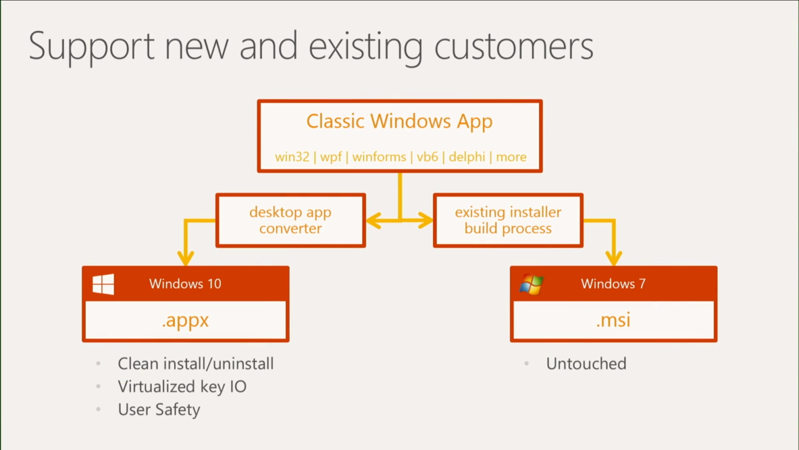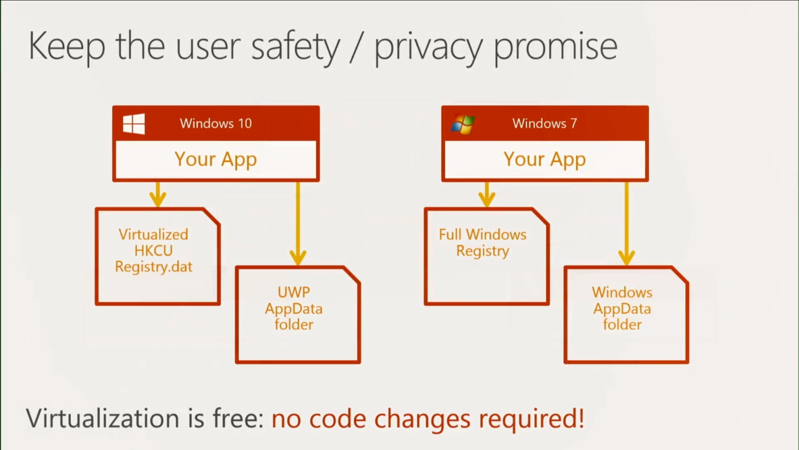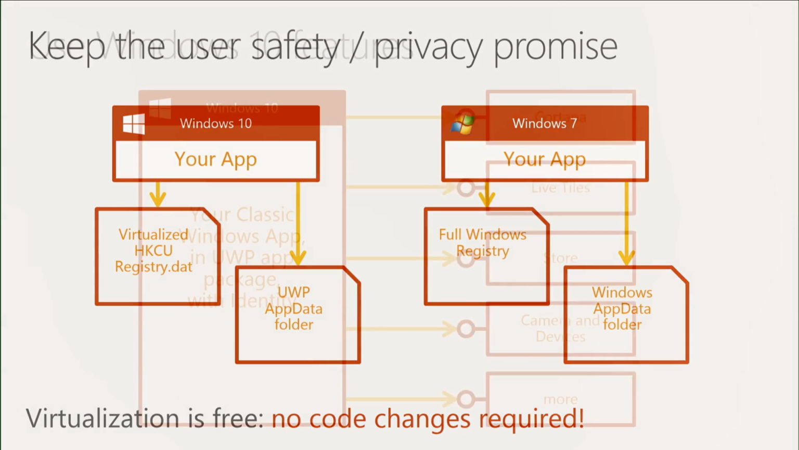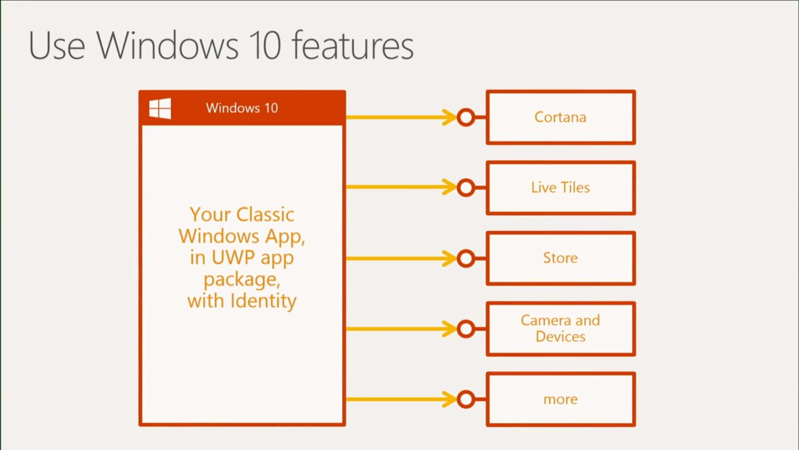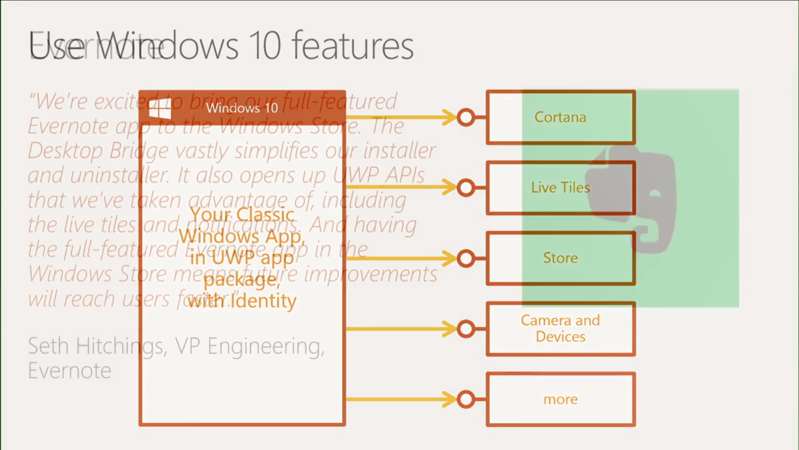If you're still supporting a mix of Windows 7 and you want to support some Windows 10, you can fork your build process, still keep updating your app exactly as you always did, but instead spit out two versions. That can be an Appx version for Windows 10 and a traditional MSI, just the same for your existing user base. But you're keeping the user privacy and safety promise. You don't need to change any code. You're virtualizing it, and when they're running under Windows 10, you get all the benefits I've been talking about. And over time, you can start adding a whole bunch of new features such as Cortana, Live Tiles, Store, and much, much more.